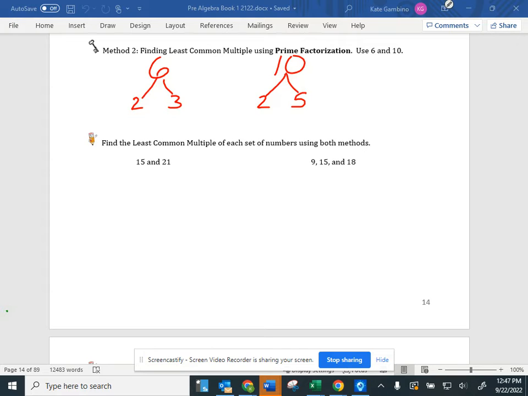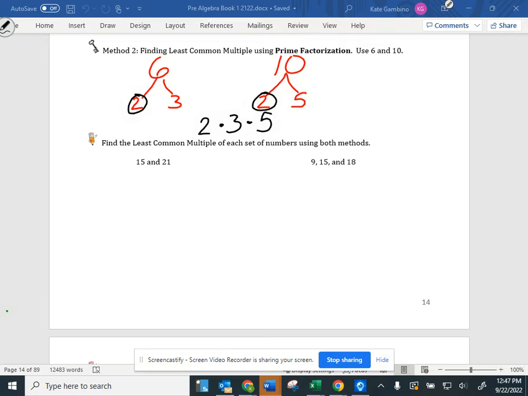First thing we do, like before, is we find what factors they have in common. They share a 2. So I'm going to write a 2, just one 2, because they share it. They do not share a 3, so I'm going to write a 3. They do not share a 5, so I'm going to write a 5. So if it is a factor that they share, you only write it one time. They share a 2, so I wrote my 2 one time.